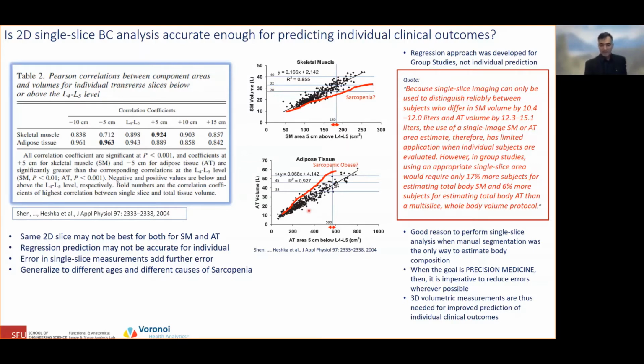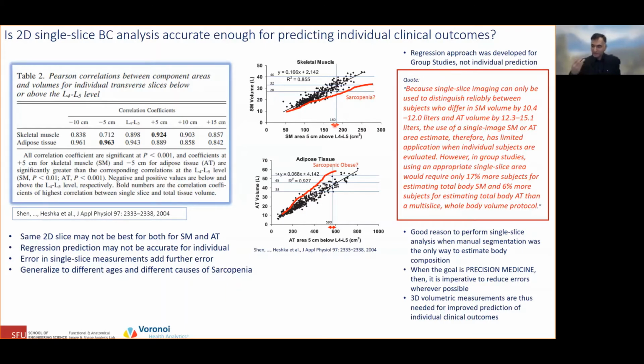Now the third point is that sometimes there are errors in the single slice measurement, so you're not really at the precise single slice location. That will further displace the vertical intercept with the regression equation and further add to errors. The fourth point is that these regression equations were actually measured on healthy individuals. So how do they generalize to individuals with sarcopenia, muscle loss due to different causes, different cancers, malnutrition, aging, and so on? These were also more or less younger individuals, 40 to 65 years of age.